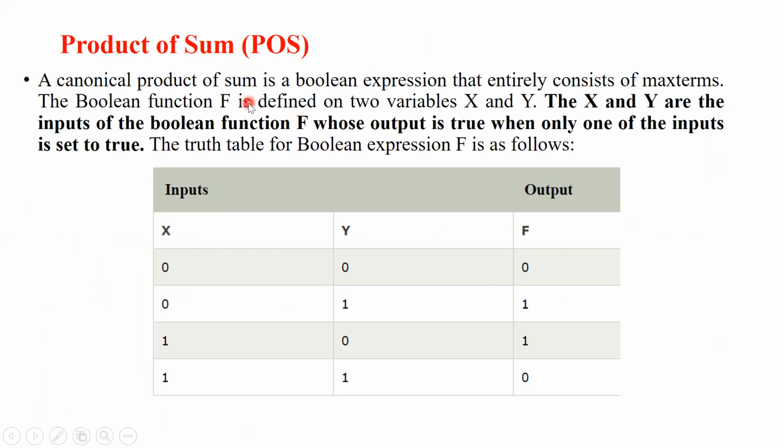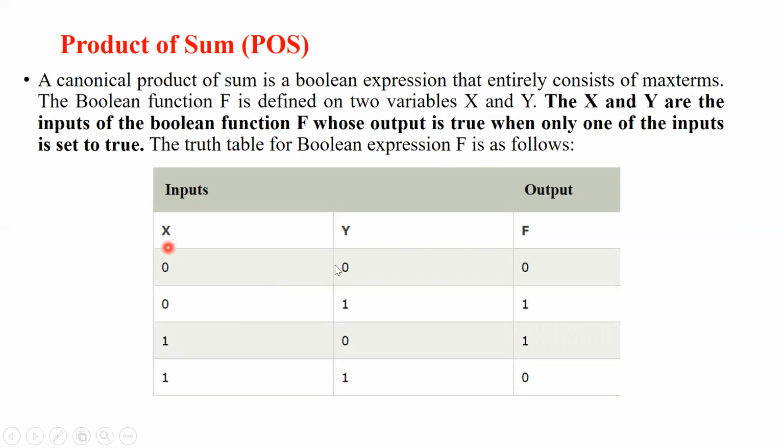Okay. This one also. So we had done sum of product. The next one is product of sum. Now, this part again, the first sentence is important. A canonical product of sum is a Boolean expression that entirely consists of Maxterms. Your sum of product was consisting of minterms. Product of sum will consist of only Maxterms.